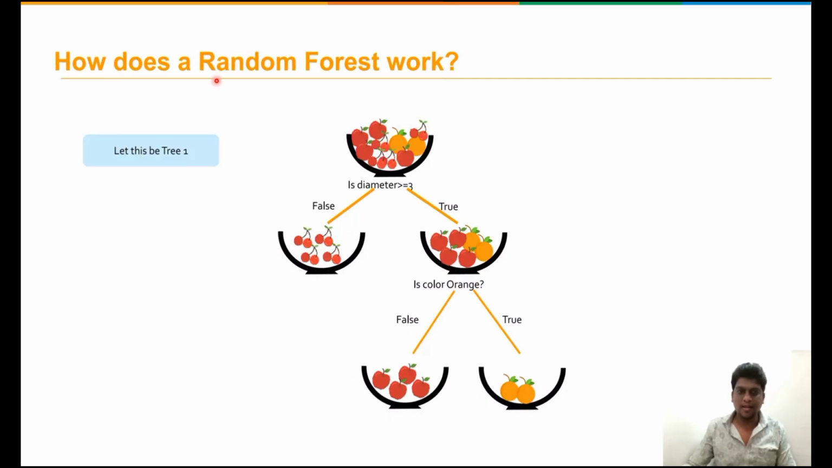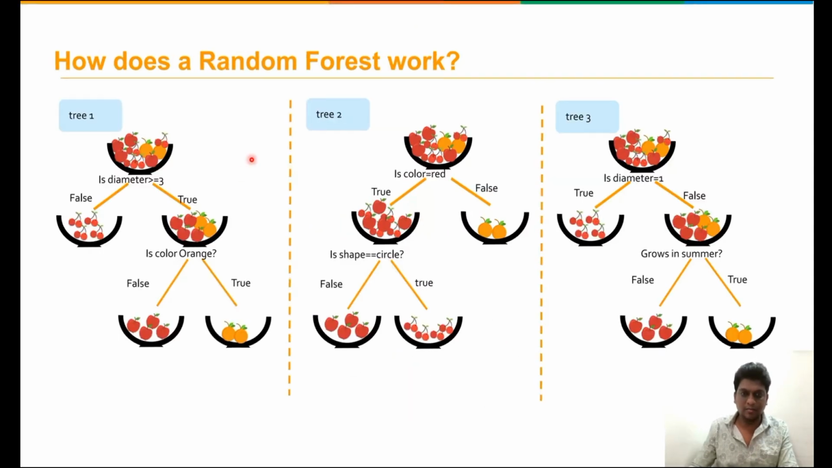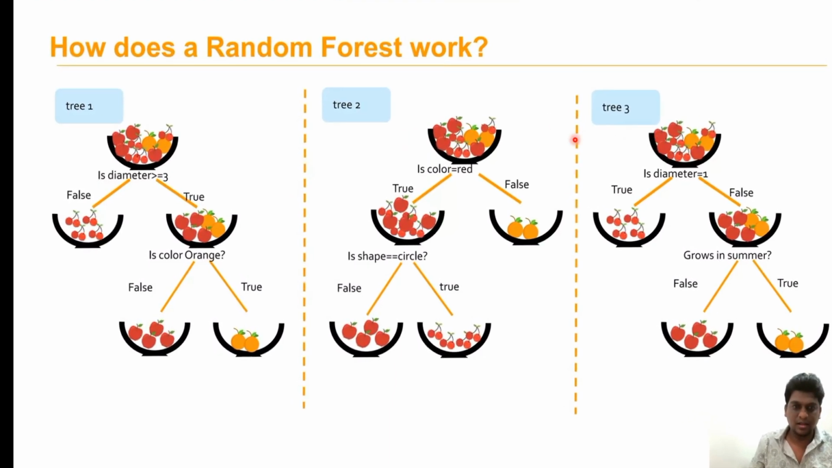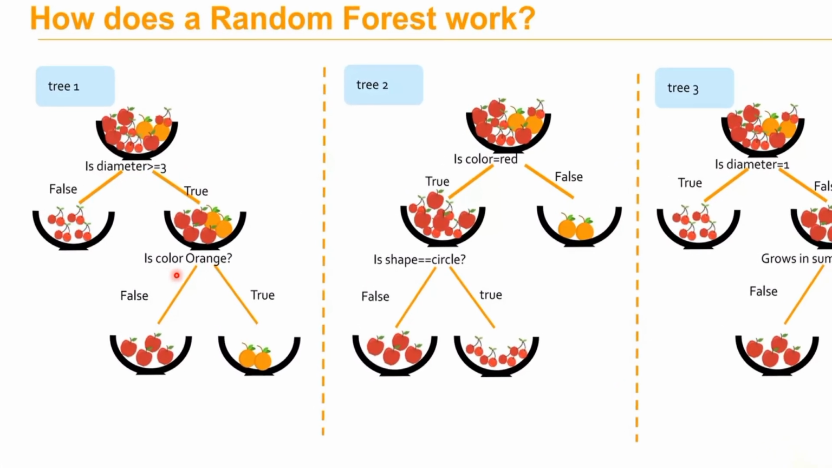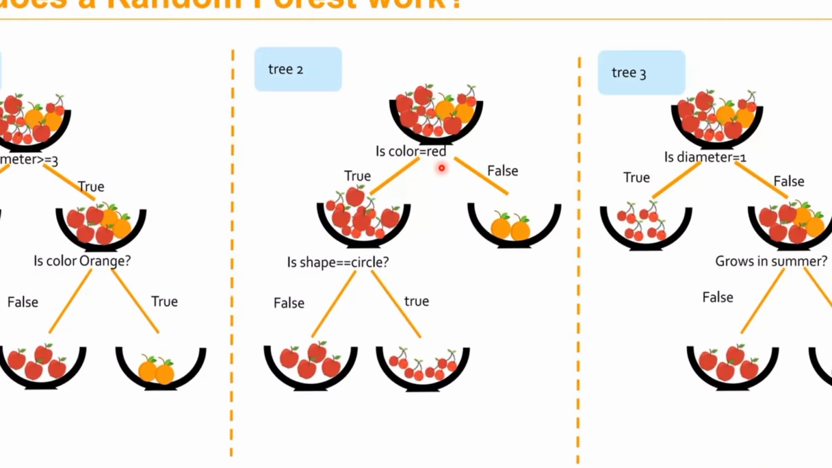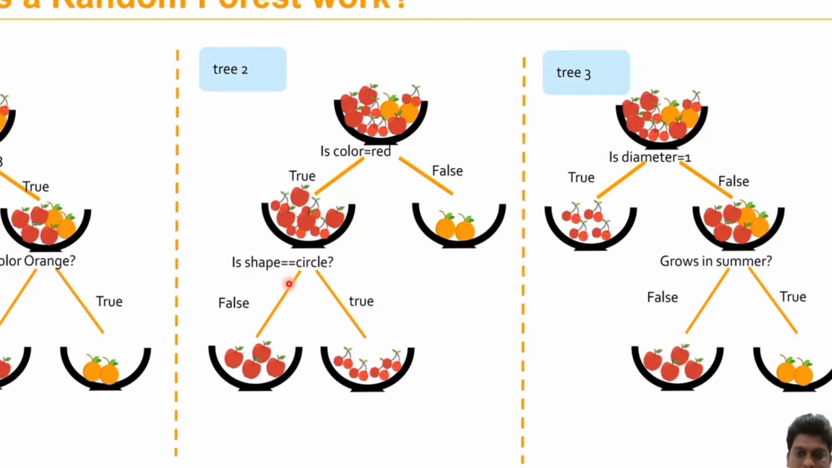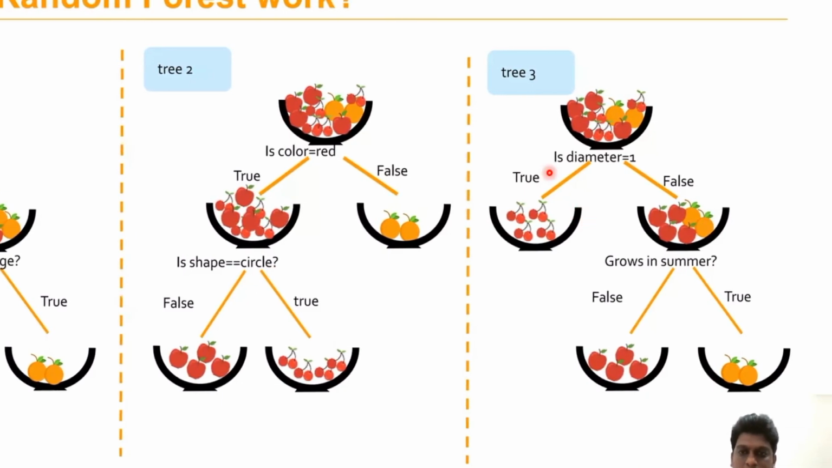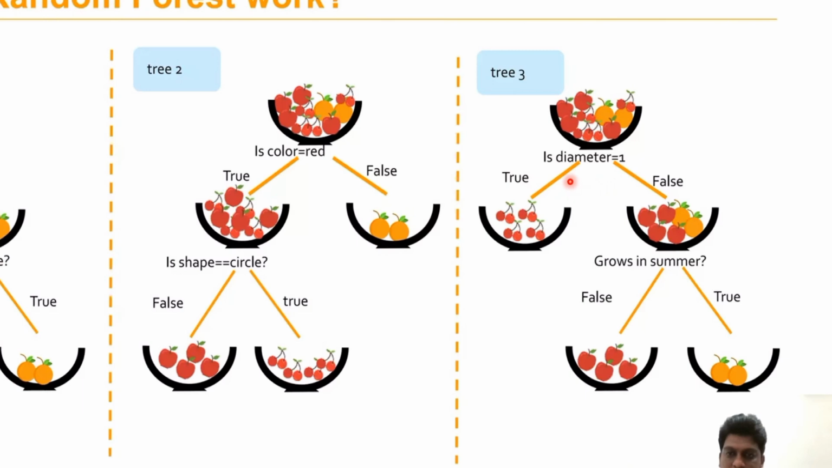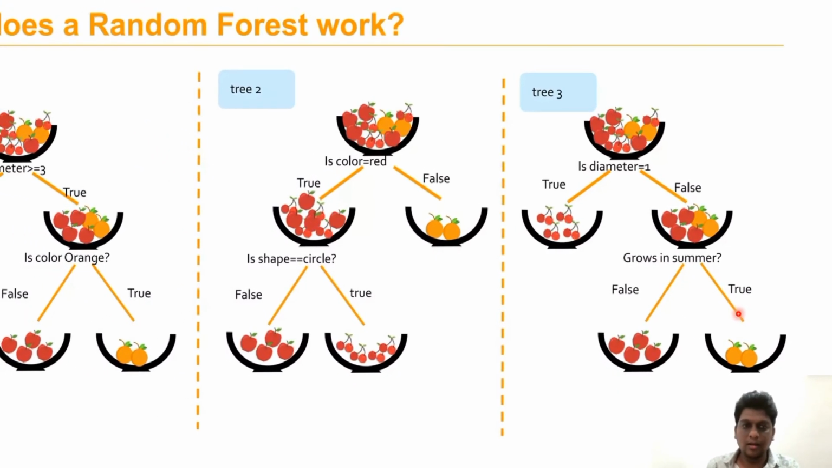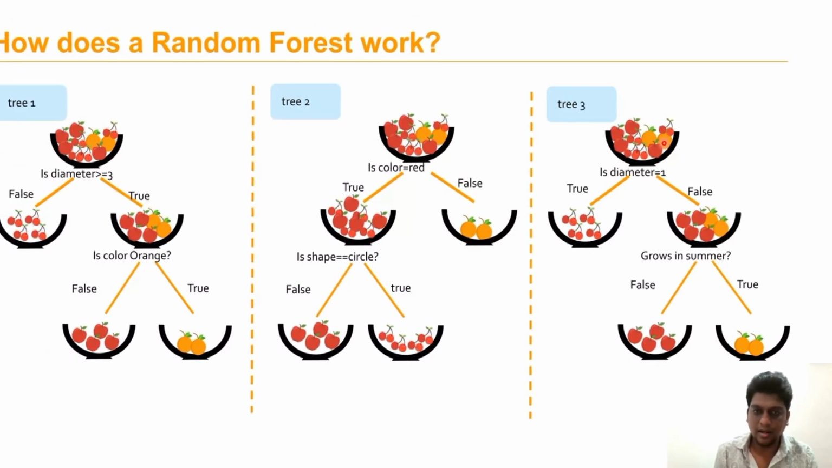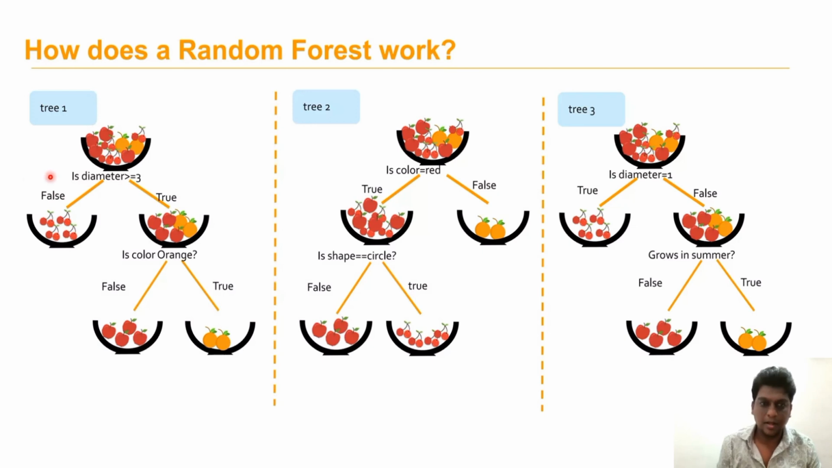Now we can see how a random forest works. In the random forest algorithm, we have implemented 3 trees. In the first one, we have taken the features of diameter and orange color. Then we have taken red color and shape, whether it is a circle or not. Then in the third tree, we have taken whether the diameter is equal to 1 or not, and whether the fruit grows in summer or not. Here the same data sets are given for all the trees, but they have taken different feature classifications to split the data.